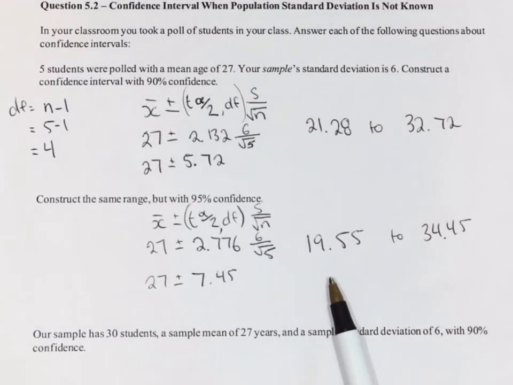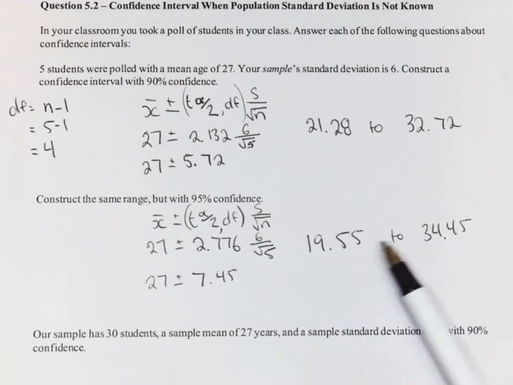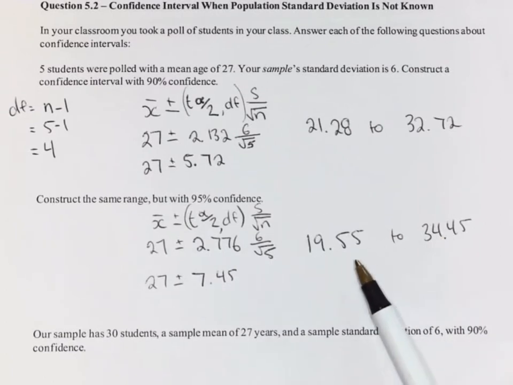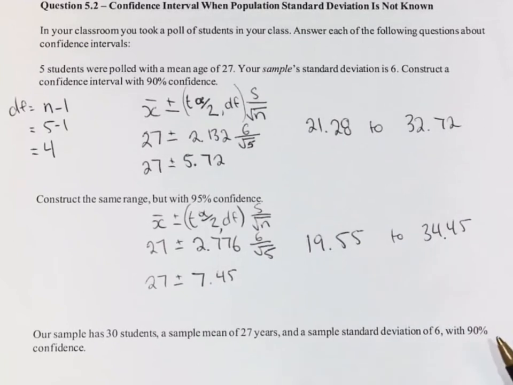So this tells us, based on our sample information, our actual population mean will fall with a 95% confidence within this range. Now, as you can see, this is a larger range than with 90% confidence. And this makes sense because at 95% confidence, we are not allowing ourselves to be wrong as much.